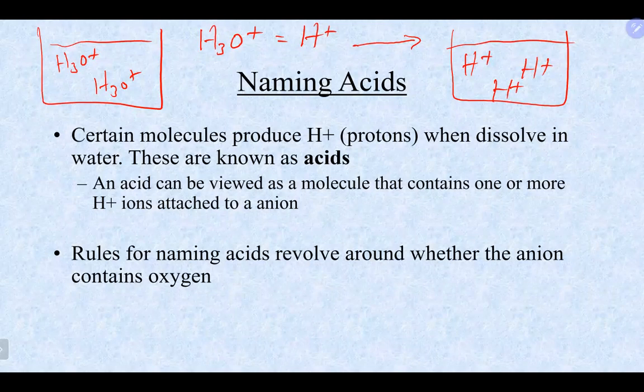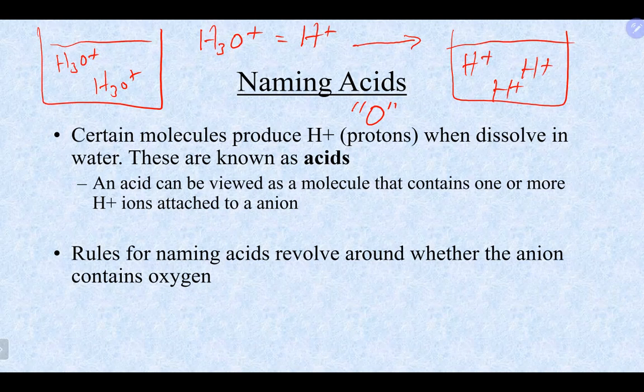Now, when we go to name acids, it really all revolves around one element. It revolves around oxygen. There are certain acids that contain oxygen, which are called oxyacids, because they do contain oxygen.